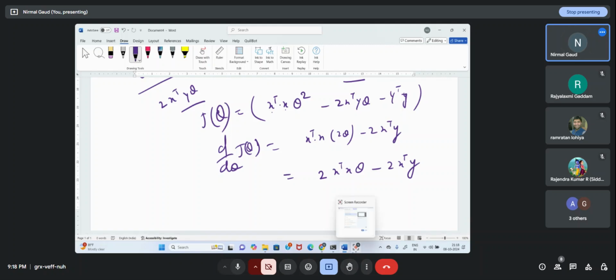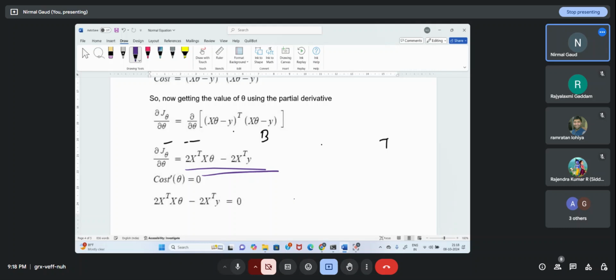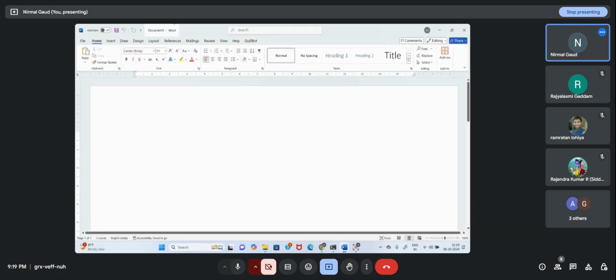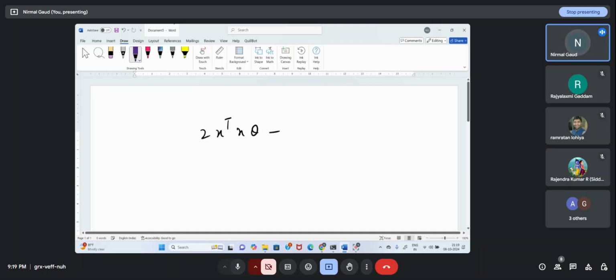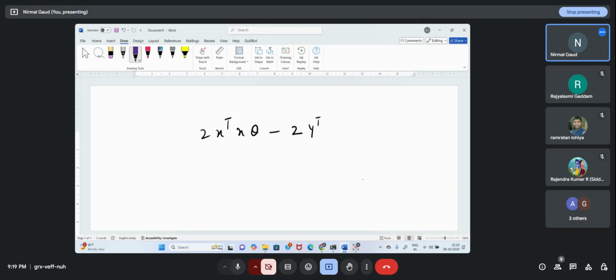That's what I'm getting after differentiation. Let me check whether I am correct or not. Okay, and then we have to equate it to 0. So 2 x transpose x theta minus 2 x transpose y equals 0. Do one thing, you can take 2 x transpose x theta equal to 2 x transpose y.